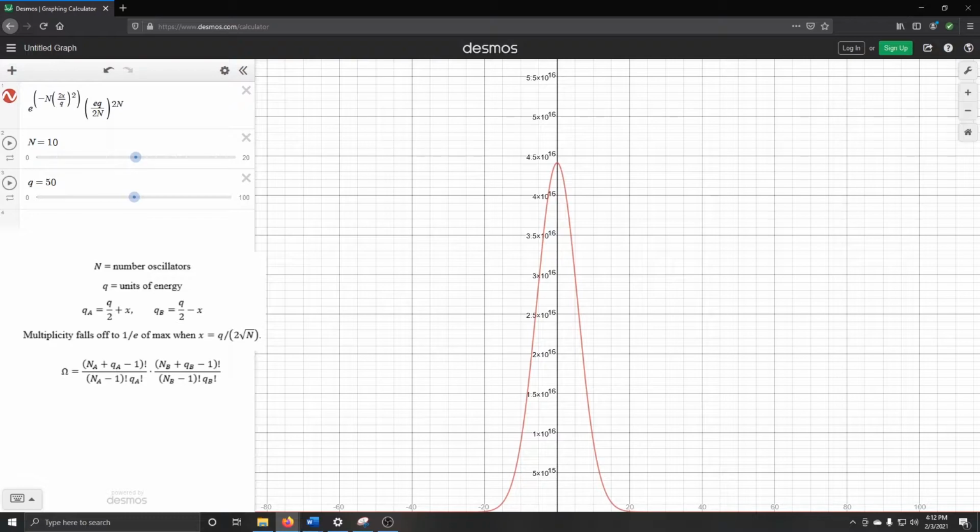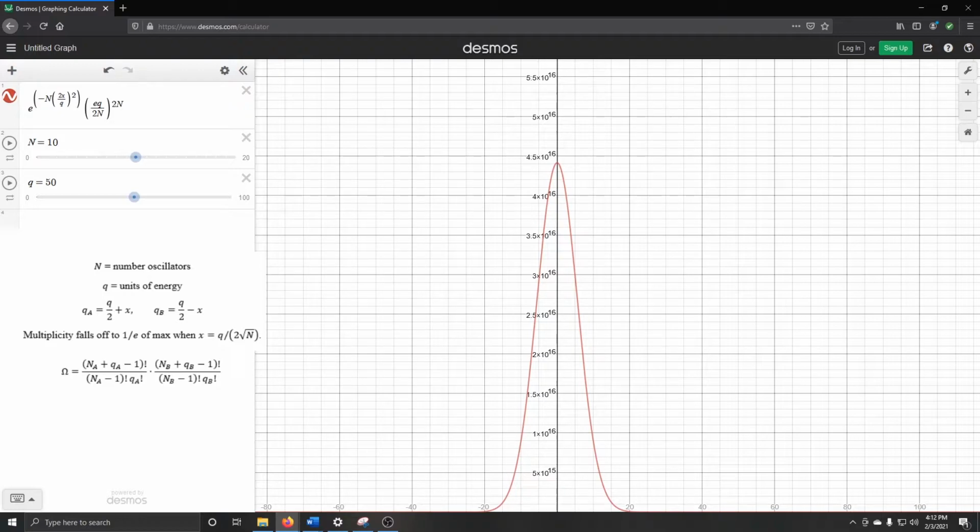Now, the first thing to note about this multiplicity function is that the multiplicity of the most likely macrostate is enormous. It's about 10 to the 16. And this function drops quite sharply, such that even if you give 10 extra units of energy to QA, the chances of finding the system in that state has dropped by a significant amount.